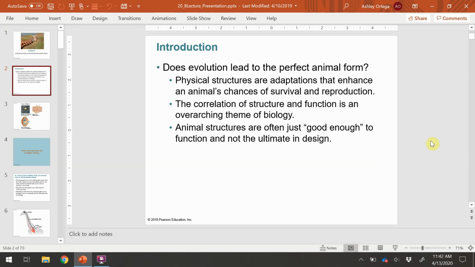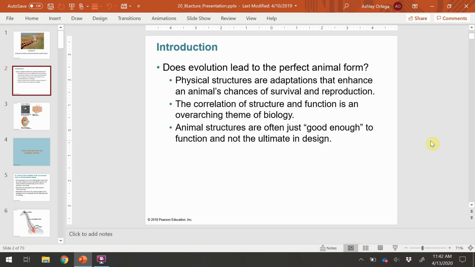So our introduction starts off with the question, does evolution lead to the perfect animal form? Now, if you remember from our evolutionary chapters in the beginning of the semester, you would automatically say no. Evolution only puts the organism in a better fit to their environment. And so they match their environment better, but it does not generate the perfect organism.